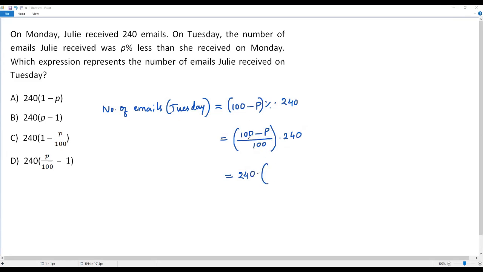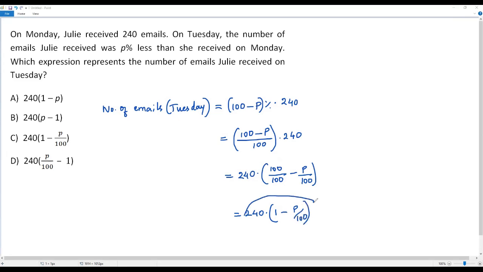100 is a common denominator for this 100 and this negative P. We can take this denominator 100 separately for these two values. Then we get 100 over 100 negative P over 100. Okay, here 240 times. When I divide 100 by 100, it will become 1. Then we have 1 negative P over 100.